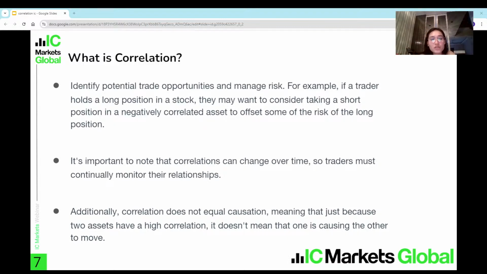It's important to note that correlations can change over time, so traders must continually monitor their relationships. Additionally, correlation does not equal causation, meaning that just because two assets have a high correlation doesn't mean that one is causing the other to move.